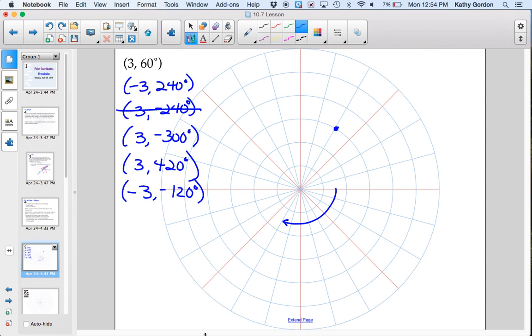Okay, so that's a really big difference between polar coordinate system and rectangular coordinate system, is the fact that a single point has multiple representations in the polar system. Whereas rectangular, there's only one way to represent it. Okay?